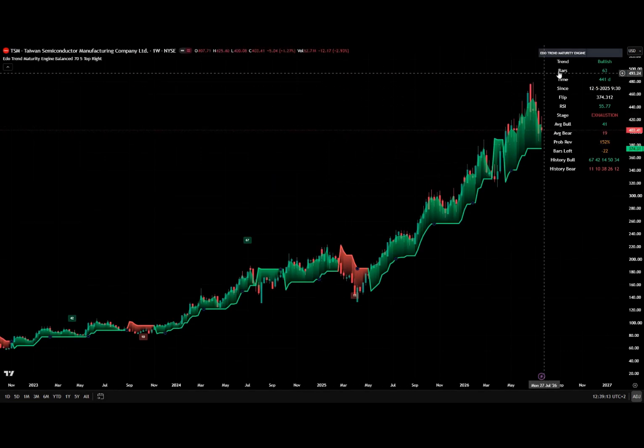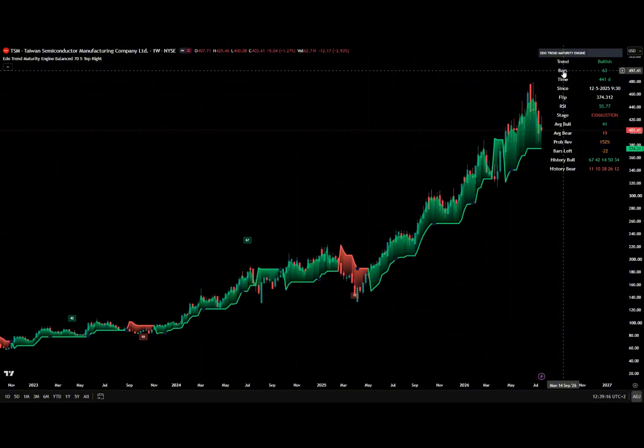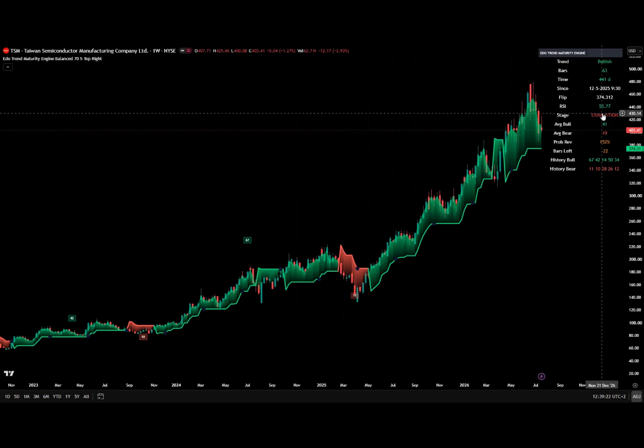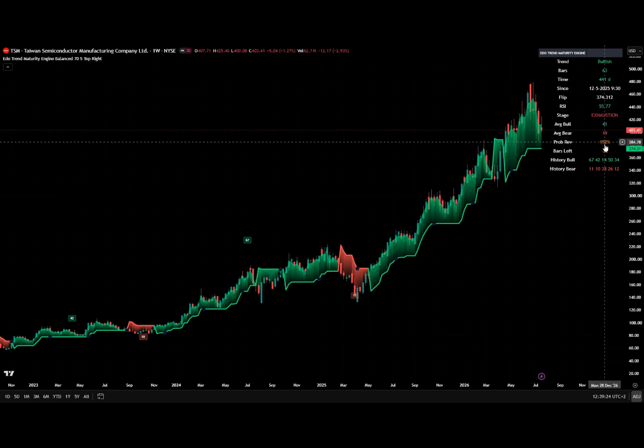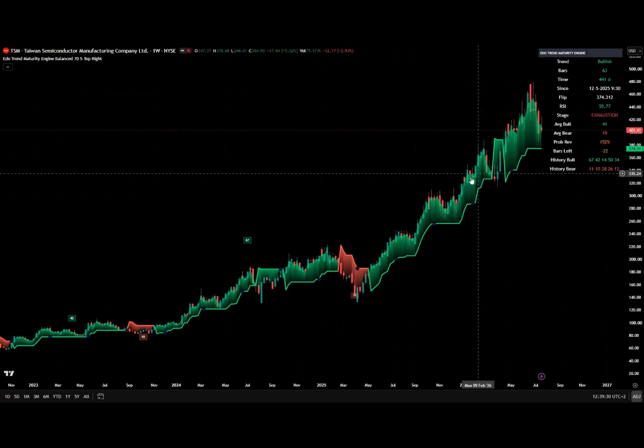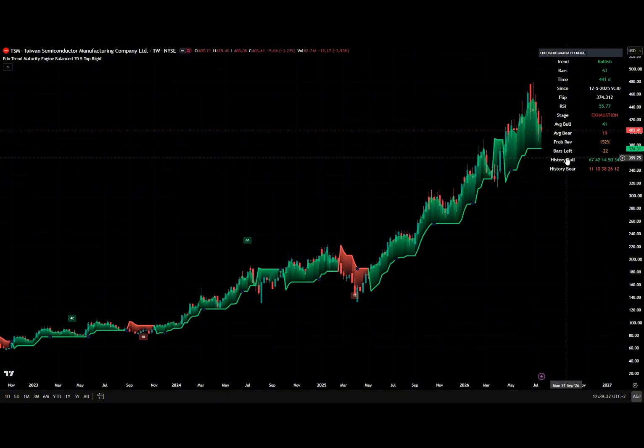The opposite case. Taiwan Semiconductor has been trending for 63 bars. Stage, exhaustion. Prob Rev, over 150%. Bars left, minus 22. The trend is still up. The engine is not calling a top. What it is telling you is that this leg has already run longer than any recent one, so chasing it here is a very different trade from entering at bar 4.